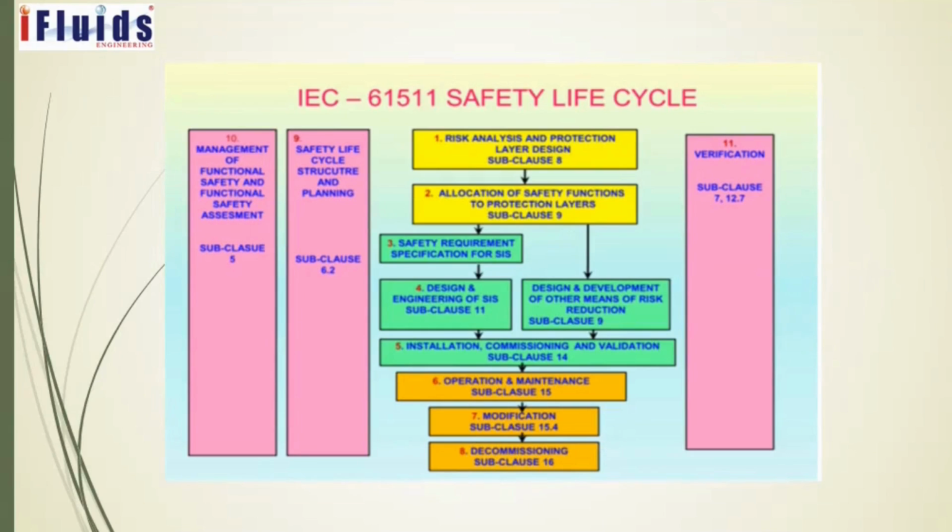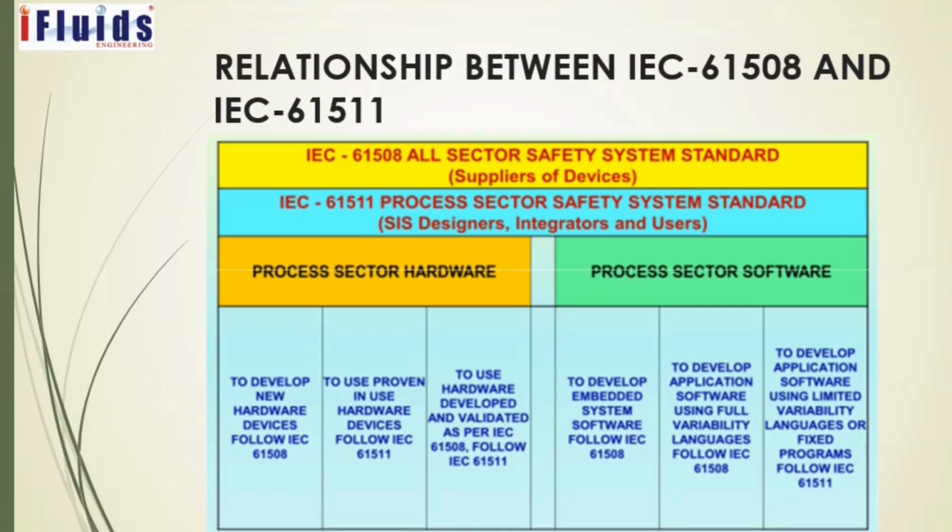For 61511, similarly, I think you can go through this, and the relationship between these two. As we already explained, this is the all-sector safety system standard. This is 61508, about the suppliers and the devices. For example, you choose a control valve and an ESD valve. So how to choose it? You need to see the SIL rating, and based on that, whether this equipment or device is designed to handle that. So the process sector safety standards are for the users.